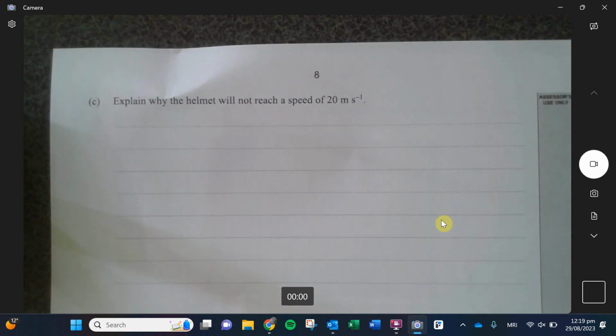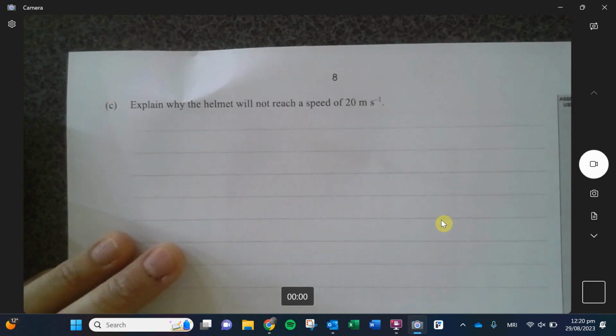Unfortunately, every so often you do get this with physics. So just keep in mind you can't just rely on the math alone. They want us to explain why the helmet would not reach 20 meters per second. In theory, that's what it's supposed to be, but it may not be the case, and we need to think about why. We have to remember that this is not happening in a vacuum. There is going to be air resistance. So that air resistance is the big factor.